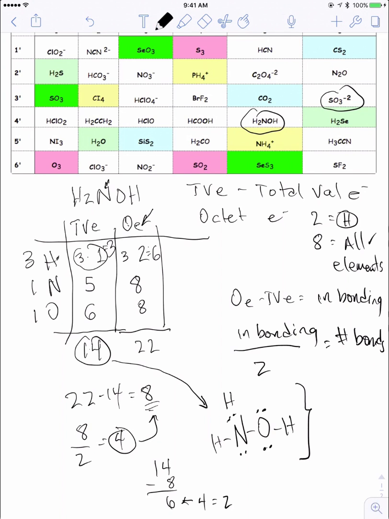And you can represent it as a line like this, or 2 dots. And it's shared between this hydrogen and this nitrogen. So this hydrogen has 2 valence electrons, this hydrogen has 2 valence electrons, this hydrogen has 2 valence electrons. So all the hydrogens are satisfied.